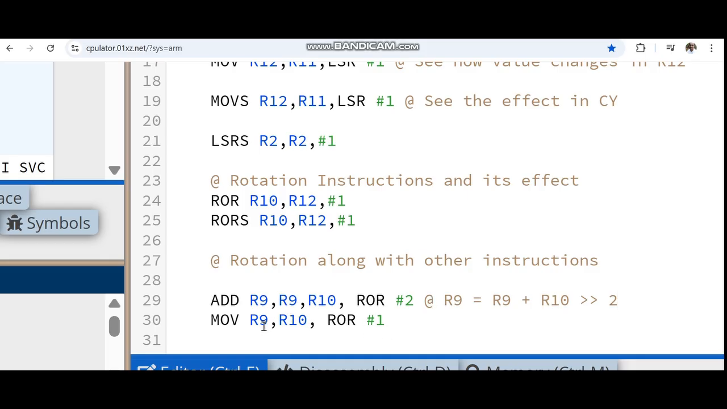Now in this move R9, R10, ROR #1, R10 will be right rotated by 1 bit and then it will be loaded to R9. You may check the corresponding values in the simulator and then work it out.